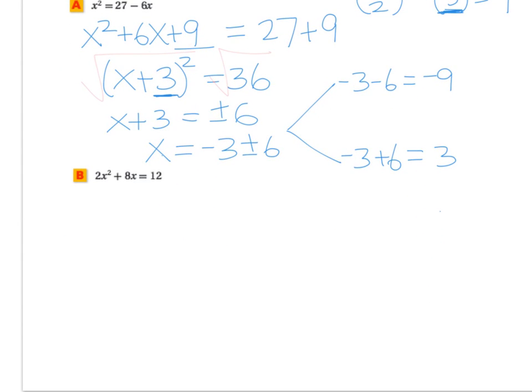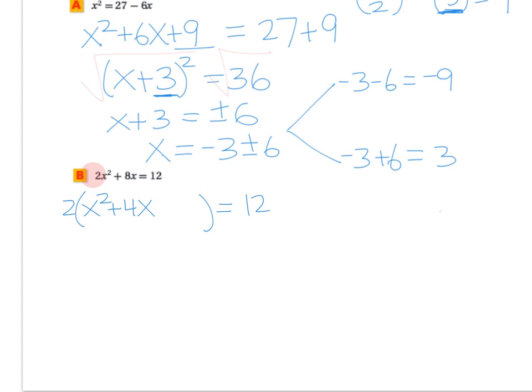Again, collect the variables on one side, constants on the other. In this case, you take notice, I have a 2 in front of the x squared, so I need to divide this by 2. Leave a space, or factor out a 2.